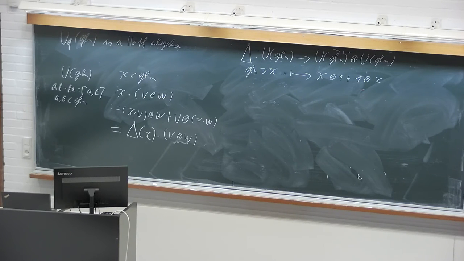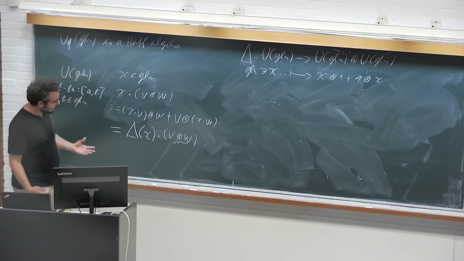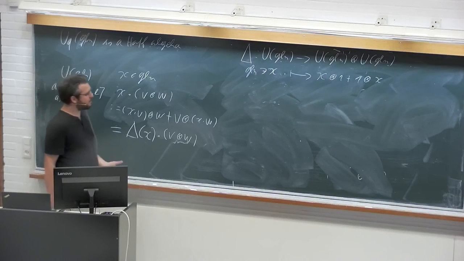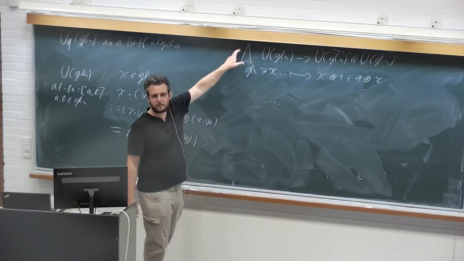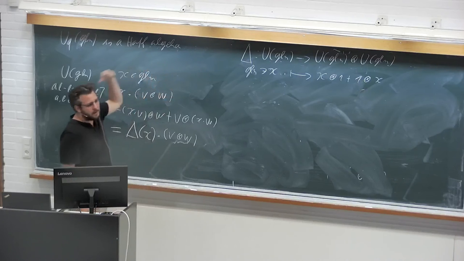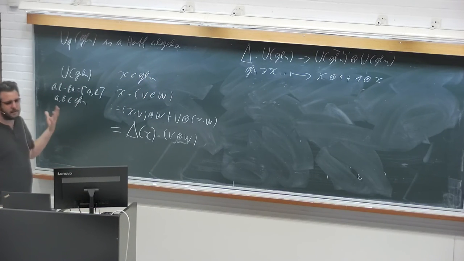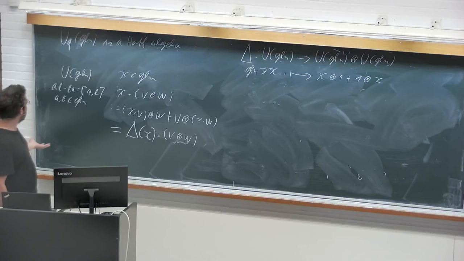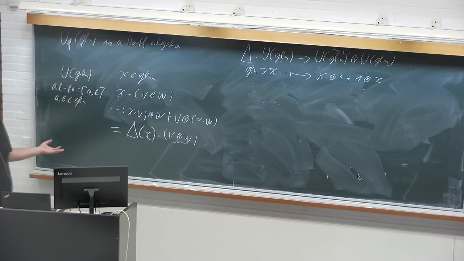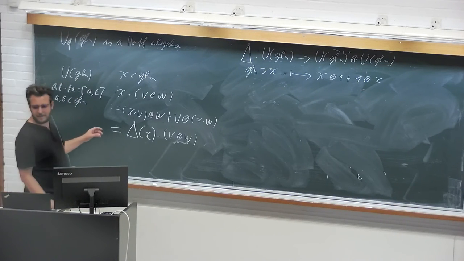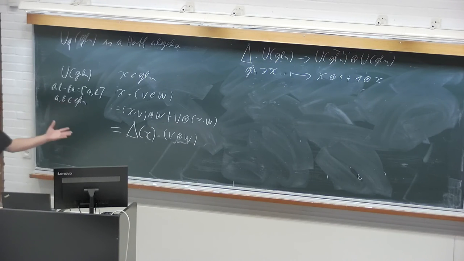And of course, this coproduct should satisfy some axioms, which basically tell you that this operation of taking tensor products is associative. If I take a triple tensor product, I have a priori two different ways of acting on this, and I want them to be the same. So the general definition of a Hopf algebra is that it's an algebra together with a coproduct like that, which satisfies those axioms. In particular, the main feature of a Hopf algebra is, again, that you can take tensor products of modules.